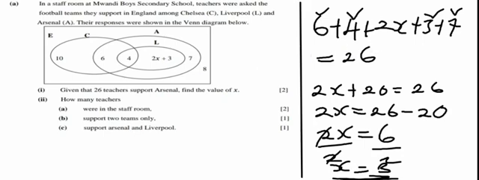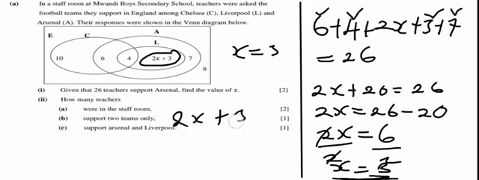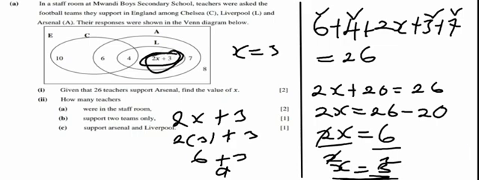Now, if the value of x here is 3, what about this one here? Here we are having 2x plus 3, which means where there is x, we are going to put 3, right? So 2 multiplied by 3, I'm just going to get 6 plus 3. So 6 plus 3, I'm just going to get 9.